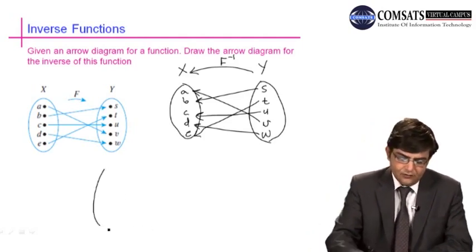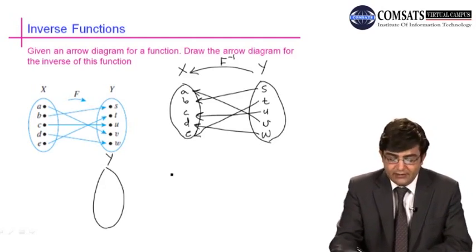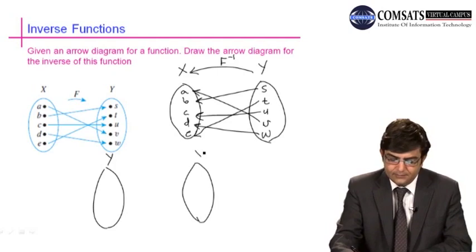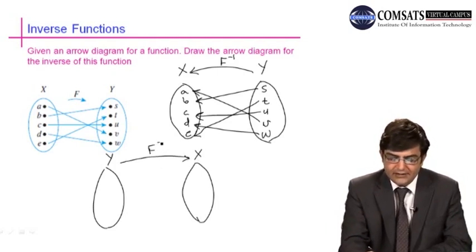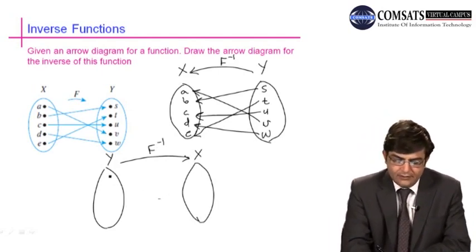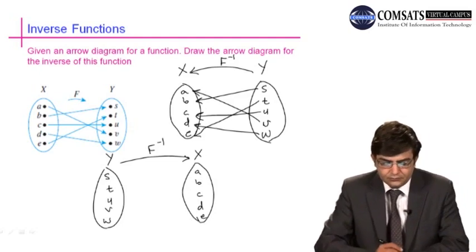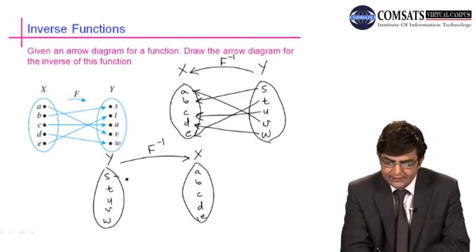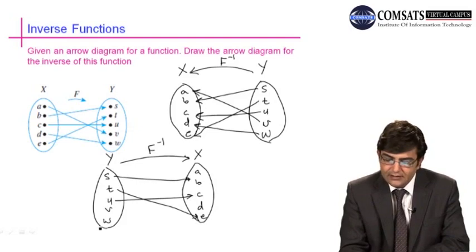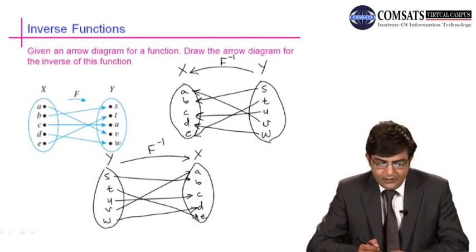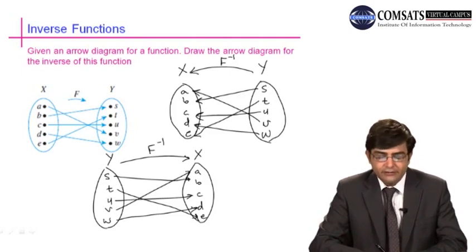There is another way. First we write the elements of set Y and then the set X, and we draw it like this, Y to X. Now we write the elements of Y: s, t, u, v, w, and here a, b, c, d, e. The image of s is b, image of t is e, image of u is c, image of v is a, and image of w is d. So this is another way we can draw an arrow diagram of the inverse of a function.